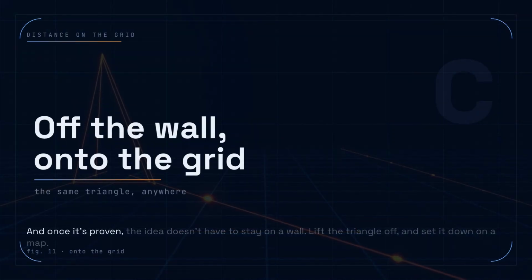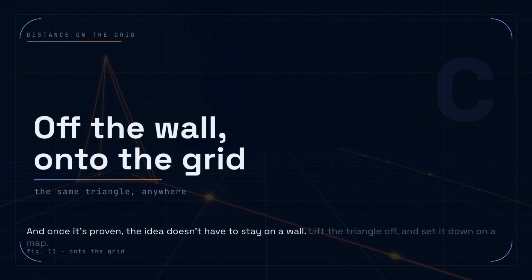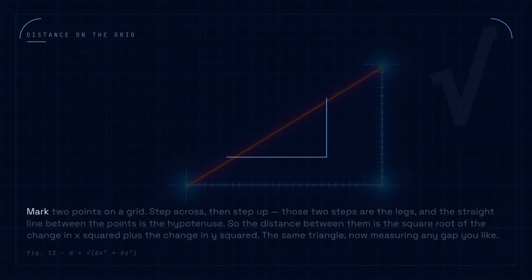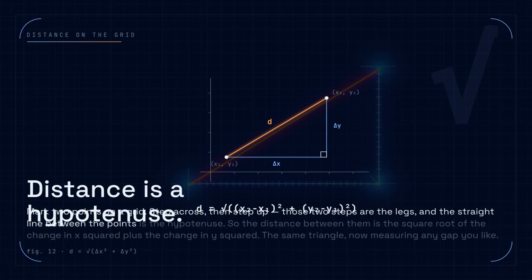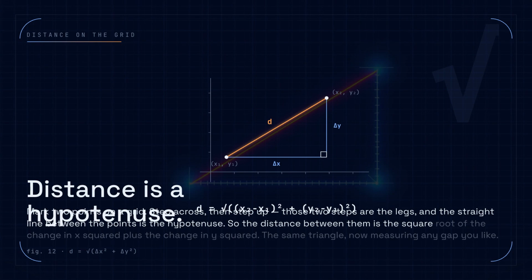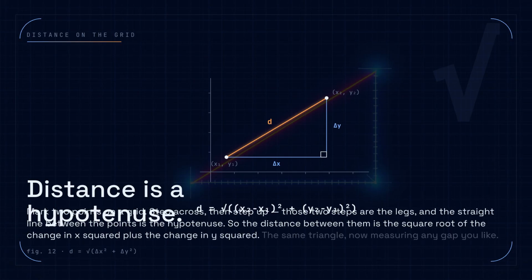And once it's proven, the idea doesn't have to stay on a wall. Lift the triangle off and set it down on a map. Mark 2 points on a grid. Step across, then step up. Those 2 steps are the legs, and the straight line between the points is the hypotenuse. So the distance between them is the square root of the change in x squared plus the change in y squared. The same triangle, now measuring any gap you like.